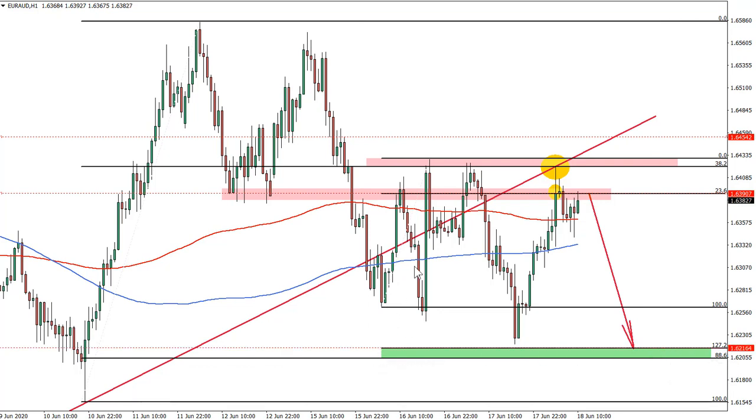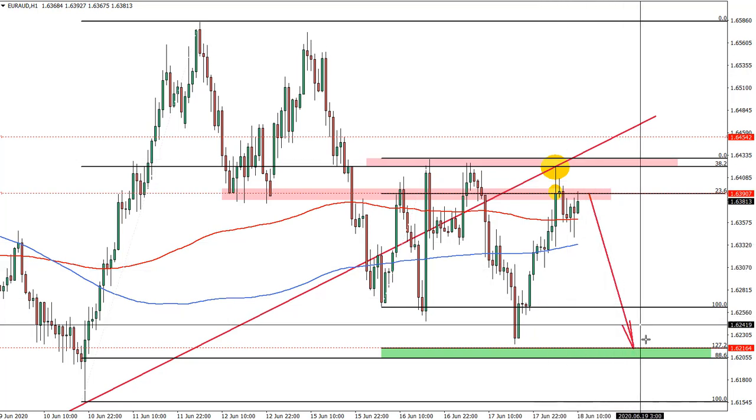So this is the 127.2% Fibonacci applied to this correction. And we might also go slightly lower to test the 162 psychological level. So this is the area of support, and this is what I expect to happen today. Very fast decline towards the target.